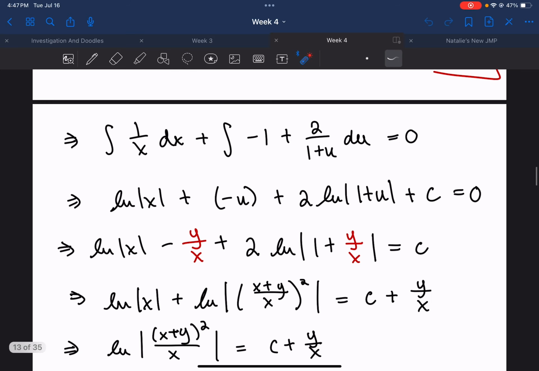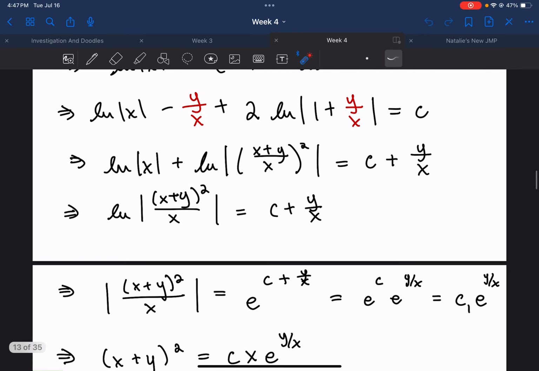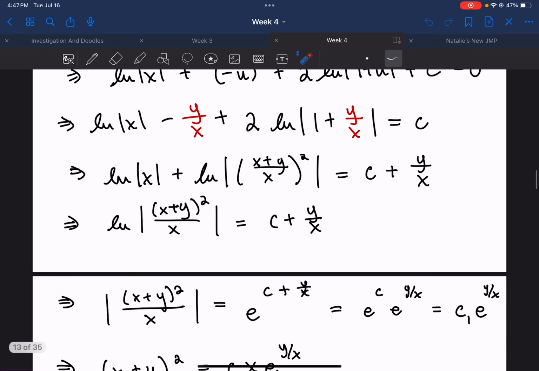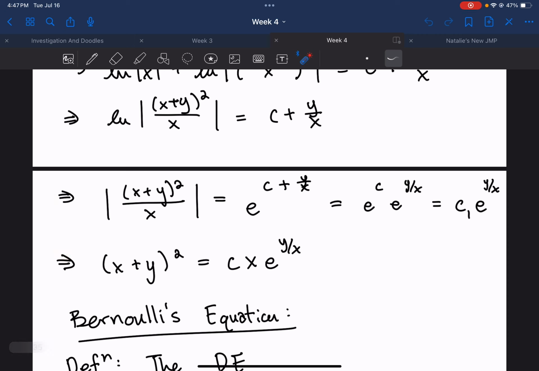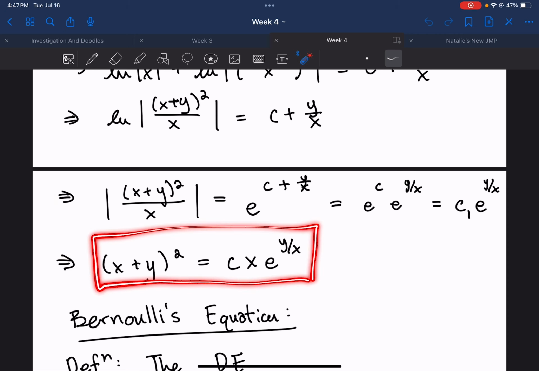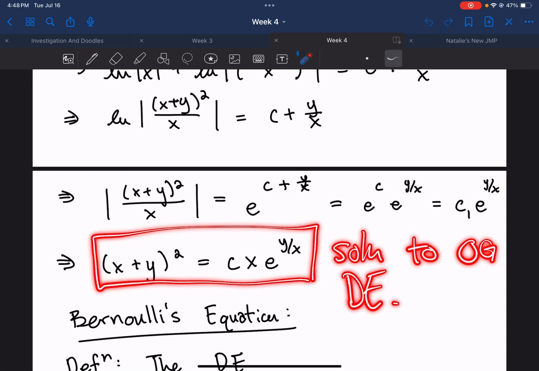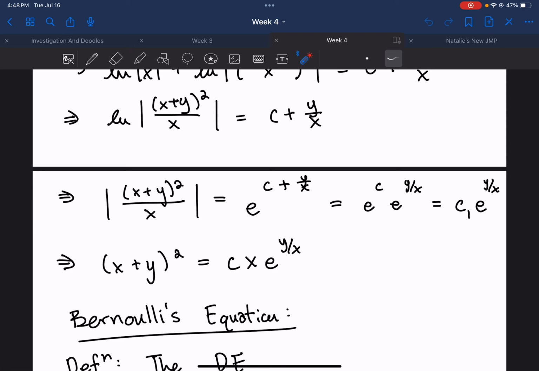Now, I go back, right? I unsub, u back for y over x. And after some cleaning up, this is just algebra, right? And then this is just algebra. I get a solution, right? A solution to the original differential equation.